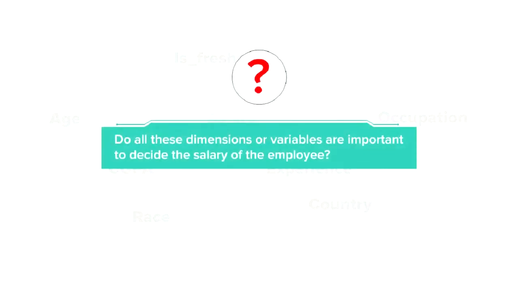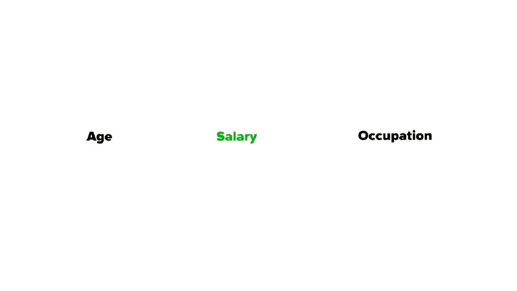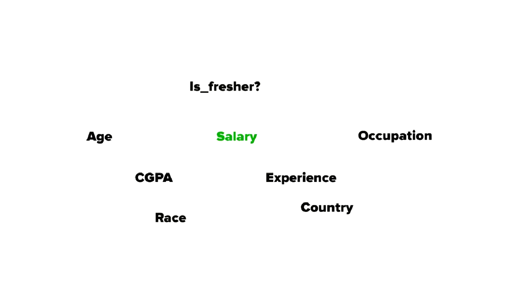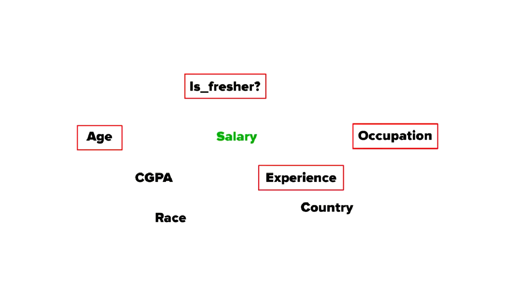Also, do you think all these dimensions or variables are important to decide the salary of the employee? Certainly not. If you look closely at this particular problem, variables like is fresher, age, occupation, and experience will highly impact the salary. So there might be situations where all the available variables are not important to predict the target, and hence we can drop such variables.